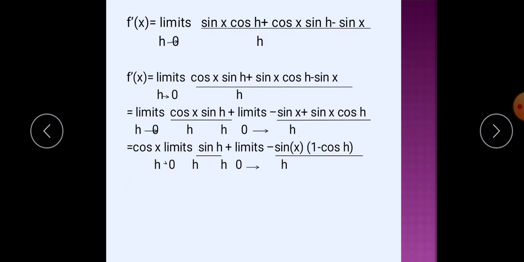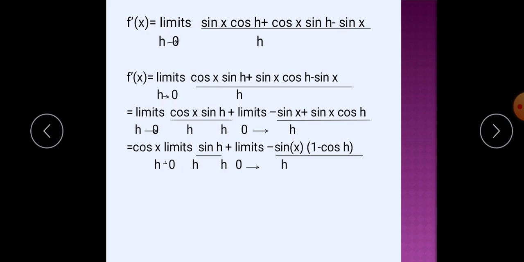The sum and difference formula of sine is sine of a plus b is equal to sine a cos b plus cos a sine b. So f prime of x is equal to the limit as h approaches 0 of sin x times cos h plus cos x times sin h minus sin x, over h. Next, f prime of x is equal to the limit as h approaches 0 of cos x times sin h plus sin x times cos h minus sin x, over h.